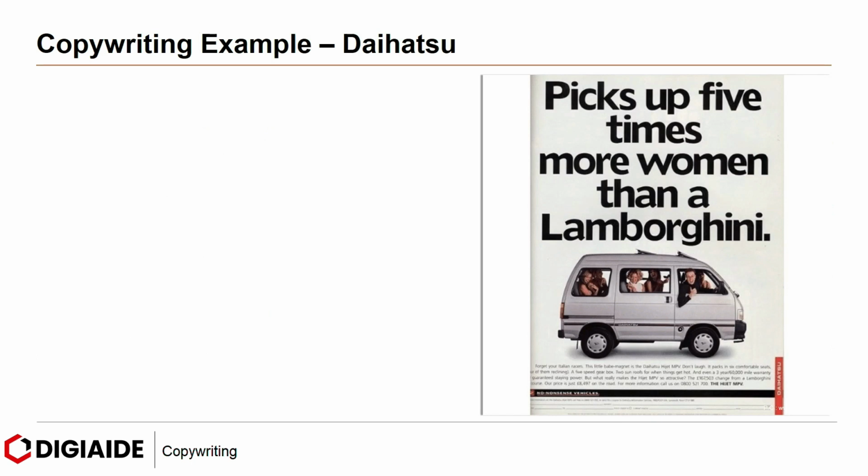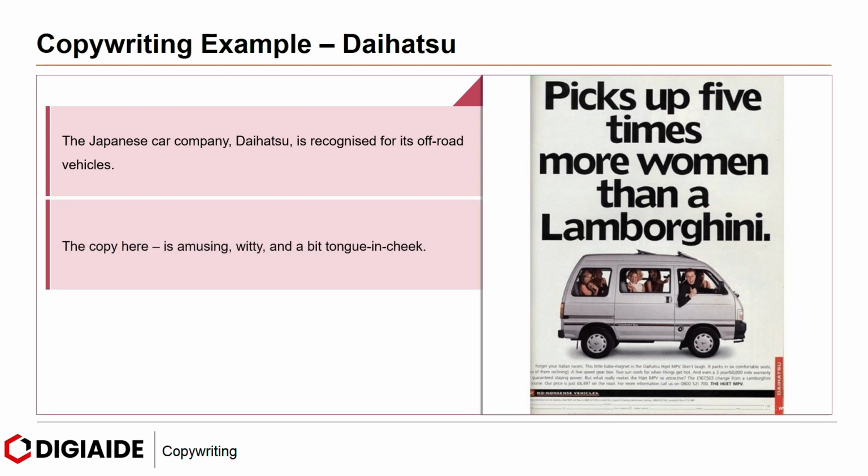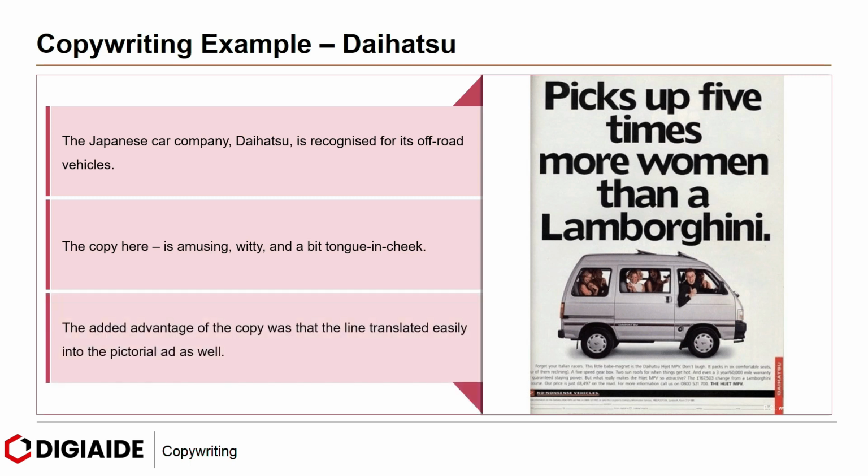Moving forward, an example of Daihatsu. The Japanese car company Daihatsu is recognized for its off-road vehicles. The copy here on the right is quite amusing, witty, and a bit tongue-in-cheek. The added advantage of the copy was the line translated easily in the pictorial ad as well, which was, picks up 5 times more women than a Lamborghini.